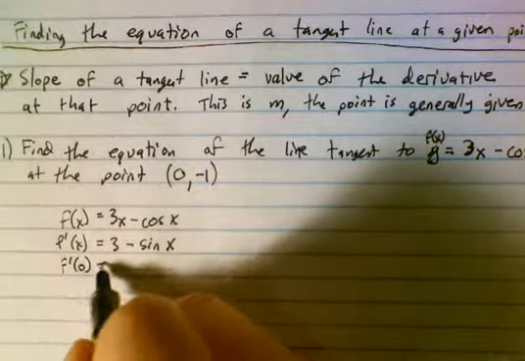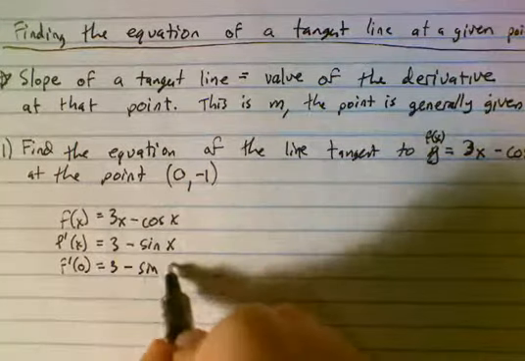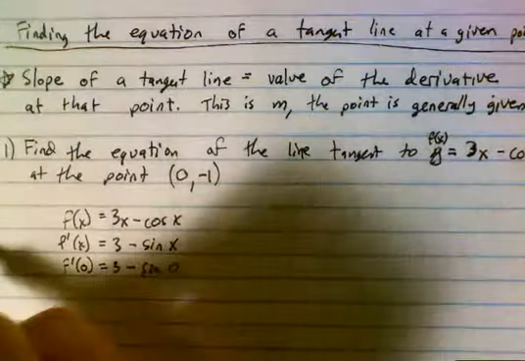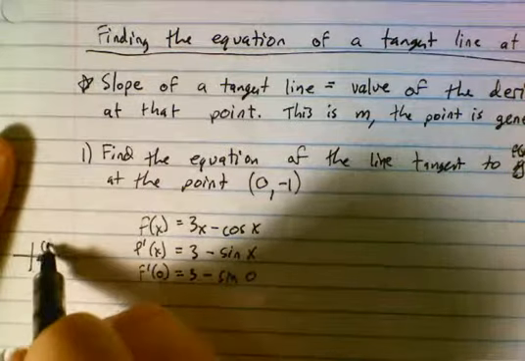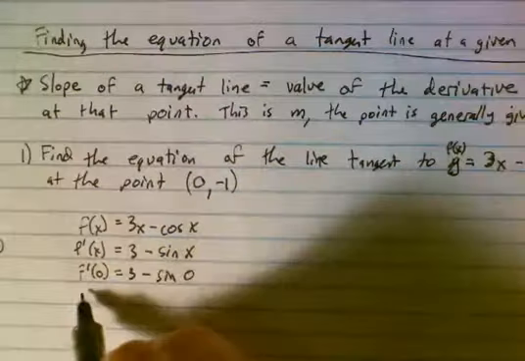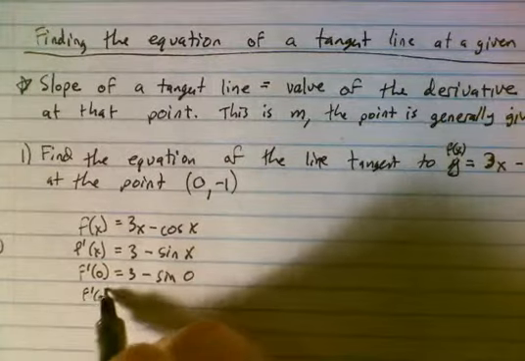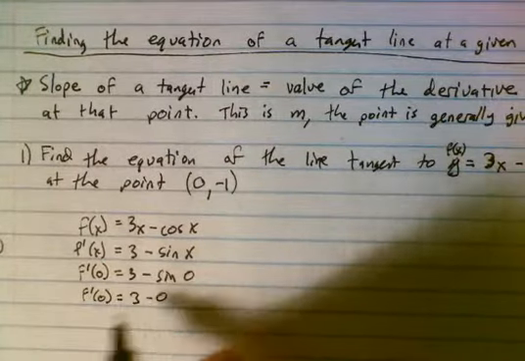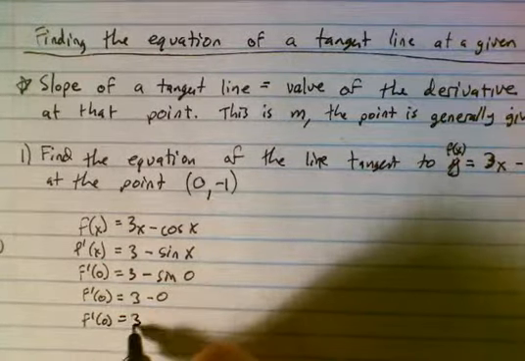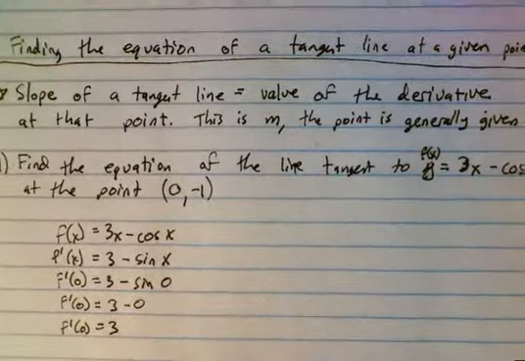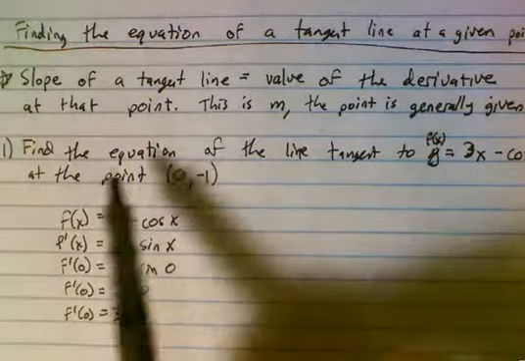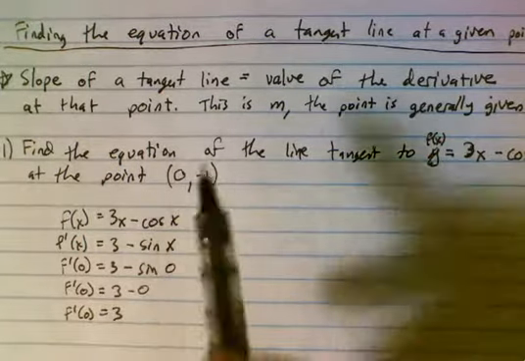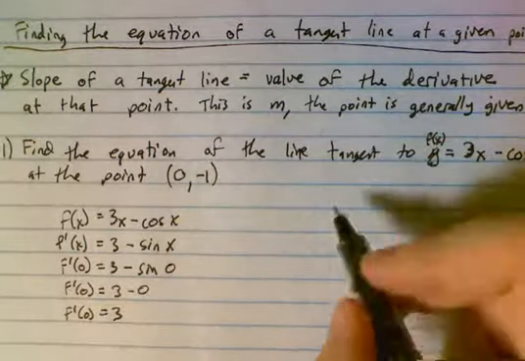So f prime of 0 is going to be 3 minus the sine of 0. This is something you really want to kind of just know by now. But sine is the y value, sine of 0 is 0. So f prime of 0 equals 3 minus 0, f prime of 0 equals 3. Make sure you're clear about what you're being asked for. This is not our final answer. This is the first step to finding the equation. This is our slope, so we can use it.